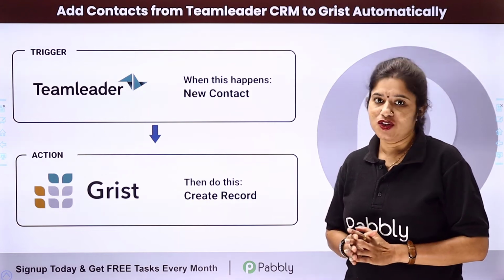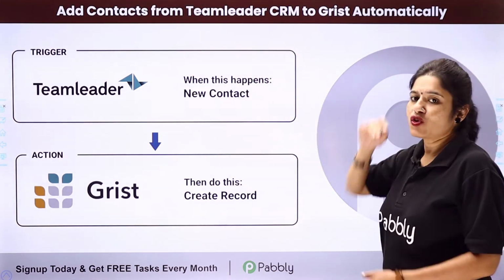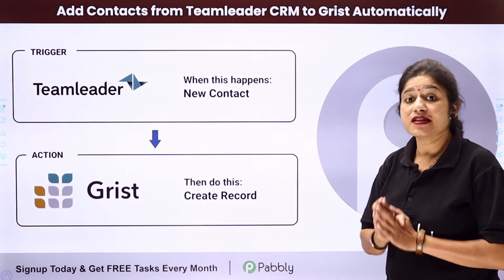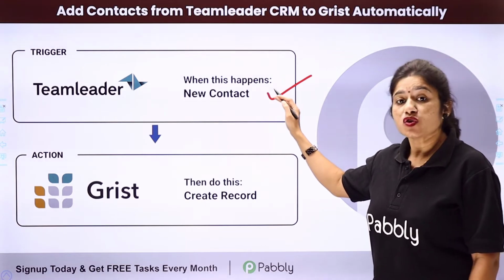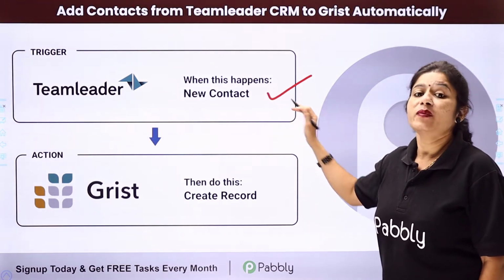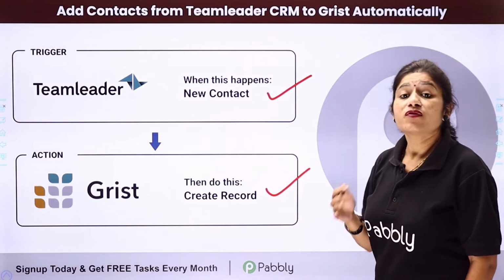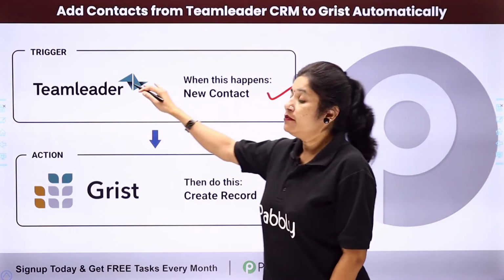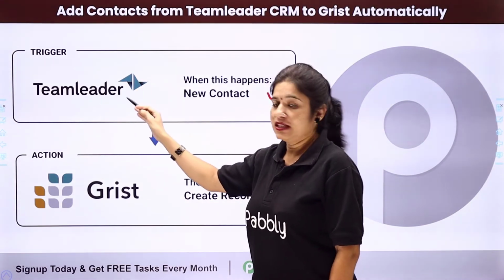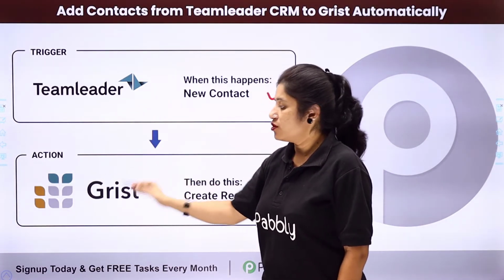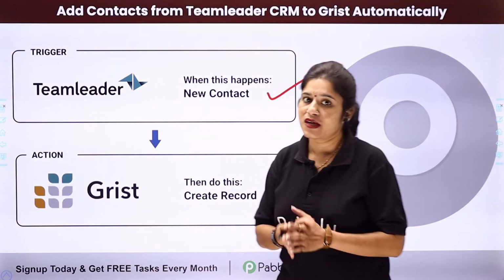In this video, we are going to learn how you can add contacts from Teamleader CRM to Grist automatically. So the idea here is that whenever you add a new contact to your Teamleader CRM account, automatically the same contact details should be added to your spreadsheet program, that is Grist, as a new record. For that, you need to integrate your Teamleader CRM application with Grist. So here your trigger application would be Teamleader and your action application would be Grist. So how you can integrate both these software applications using Pabbly Connect?